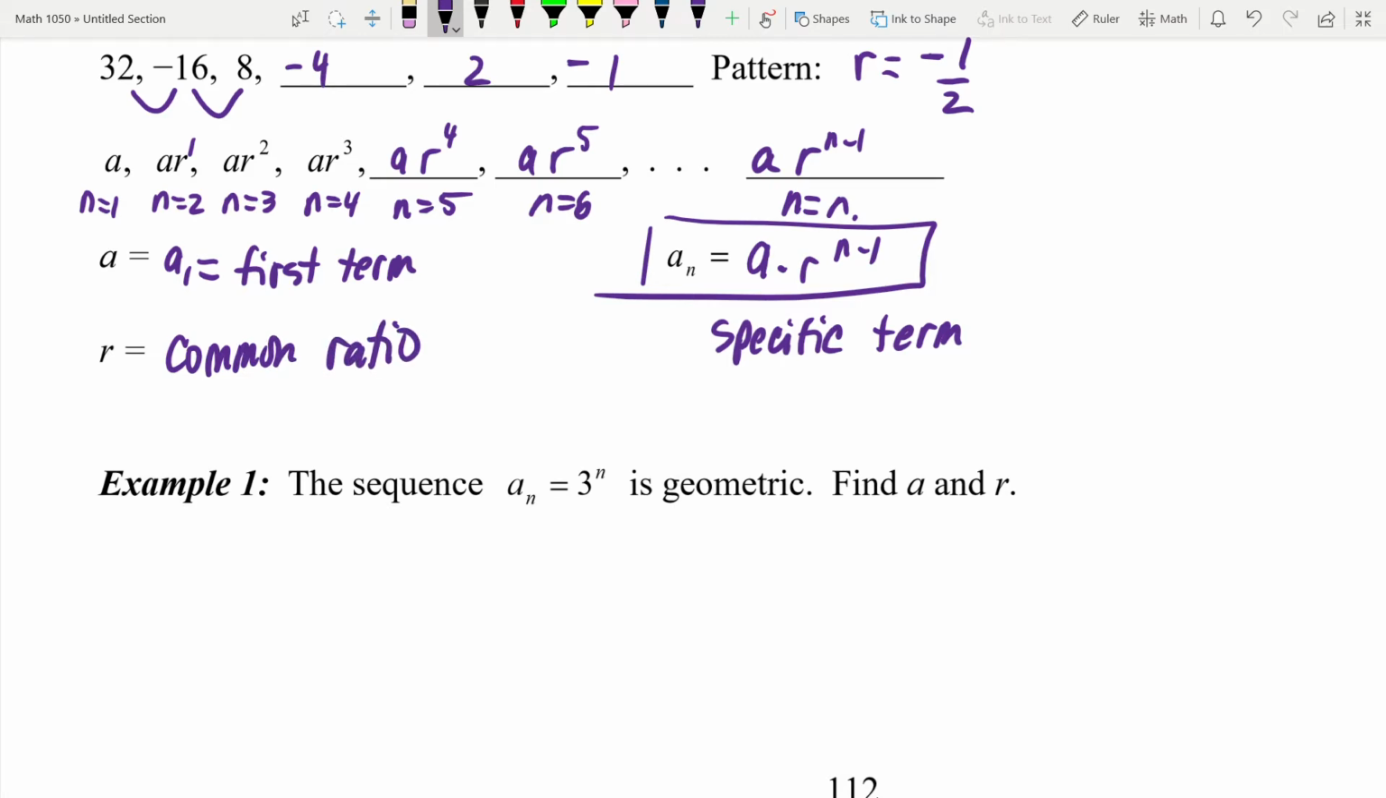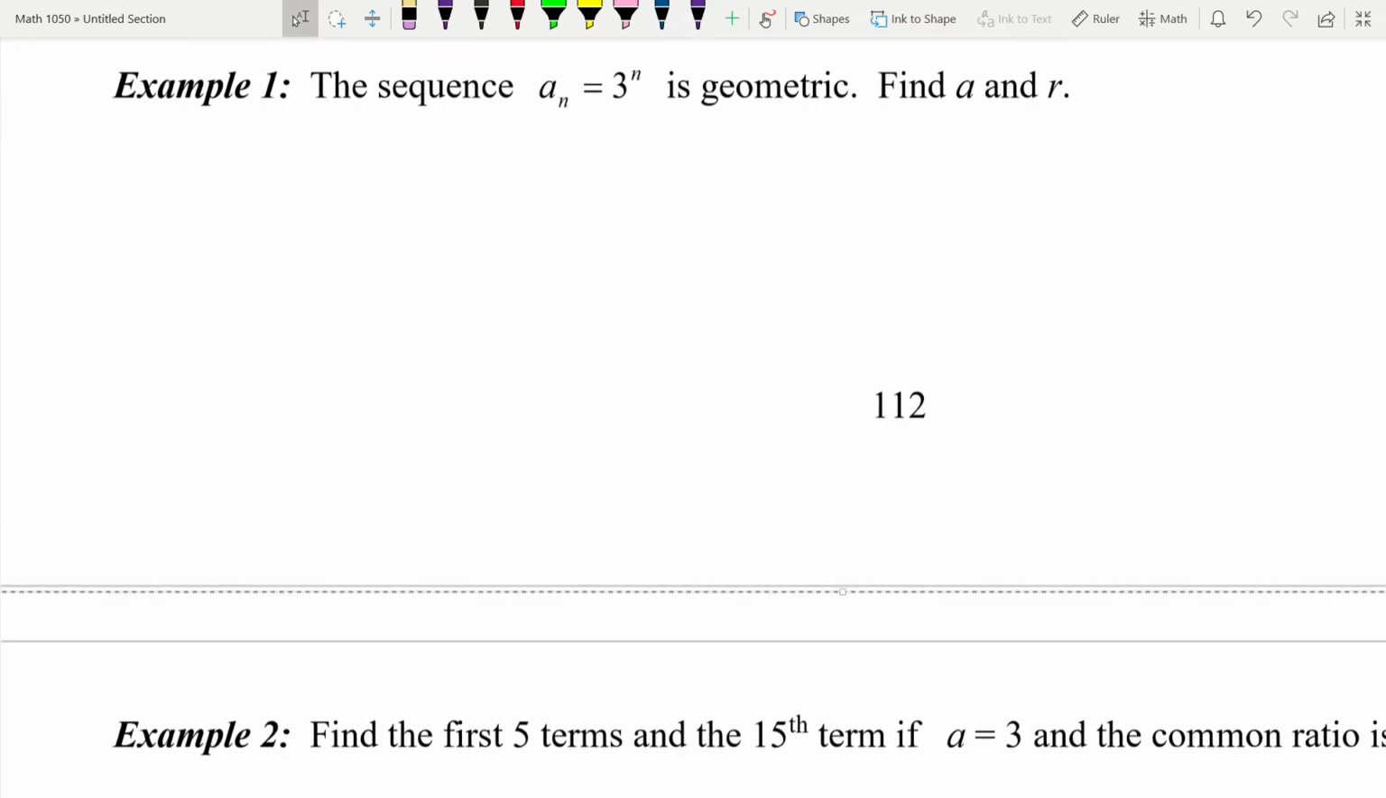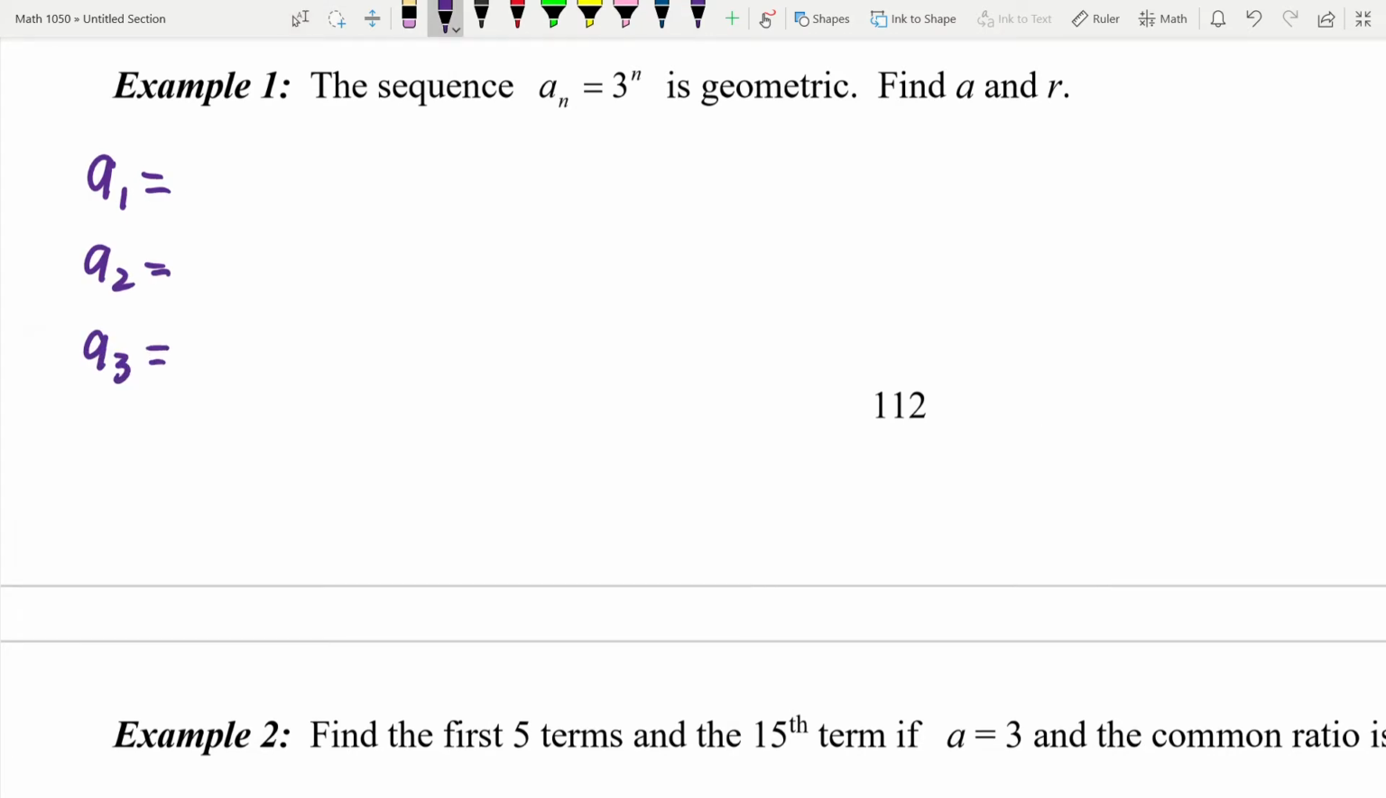Okay, example 1. This sequence is geometric. Find the A and find the R. So let's list A sub 1, A sub 2, A sub 3 and figure out what's going on. On A sub 1, N is 1, so that would be 3 to the first, which is 3. For A sub 2, N is 2, so that would be 3 squared, which is 9. A sub 3, N is 3, so that's 3 to the third, which is 27.